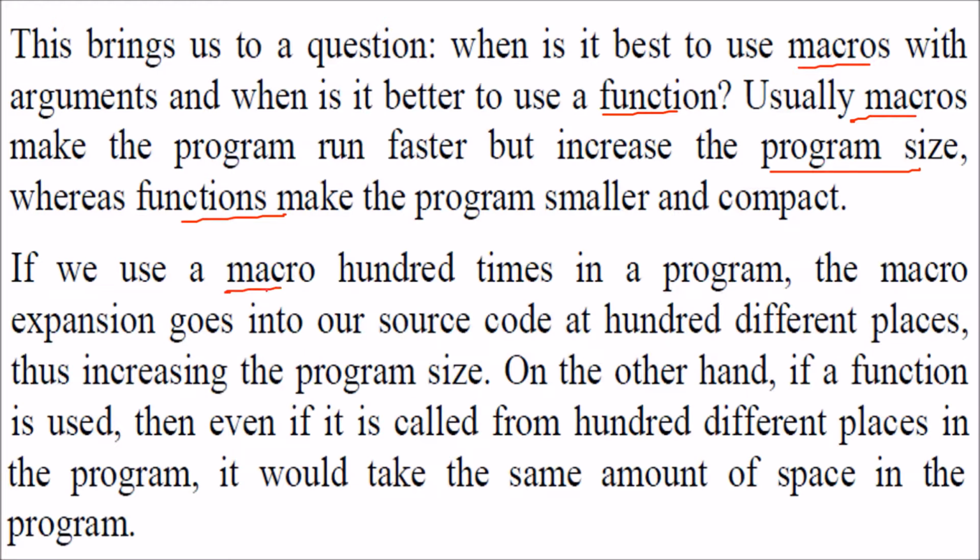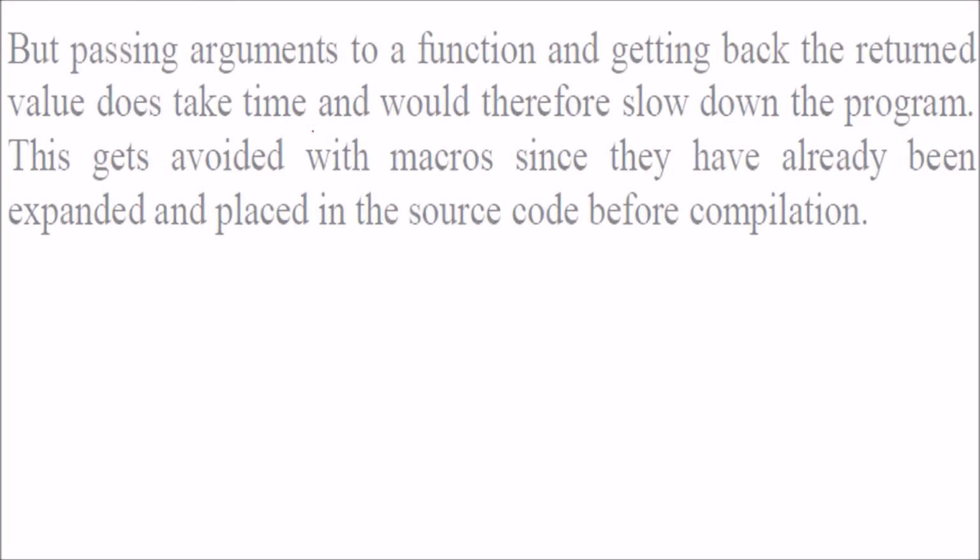So if you use a macro 100 times in a program, or any number of times, I'm just saying an example, 100 times, that source code will be replaced. Means that source code from the above hash define line will be taken and placed inside your source code. That will increase your program size. But in a function, this does not happen. Even if the function is called say 100 times at different places, it will take the same amount of space in the program, because there is only one function you have made. There is only passing of the control.